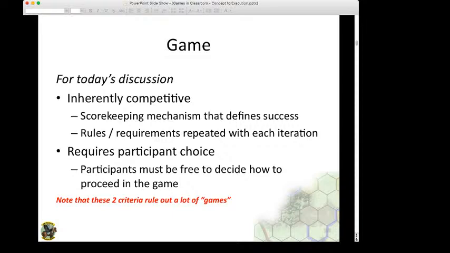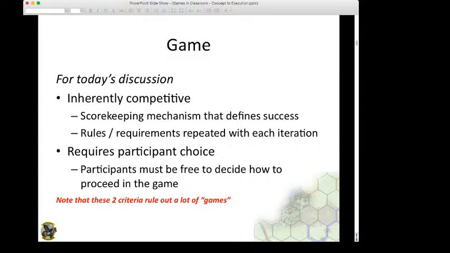So if you're playing tic-tac-toe, you get to put one mark each turn. Somebody doesn't get to put 2 marks this turn. You use the same mark over and over. You only have 9 spaces in which you can put it. So we've got rules and requirements that stay the same every time we do this. The other thing that's very important in all of this is that there is a requirement of some participant choice in this idea of a game.